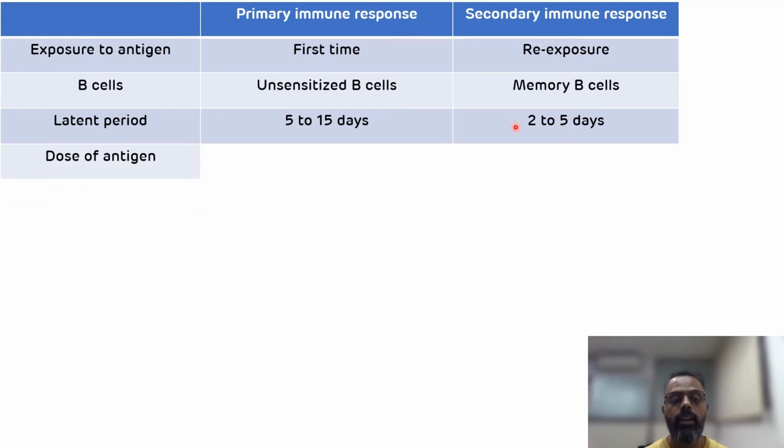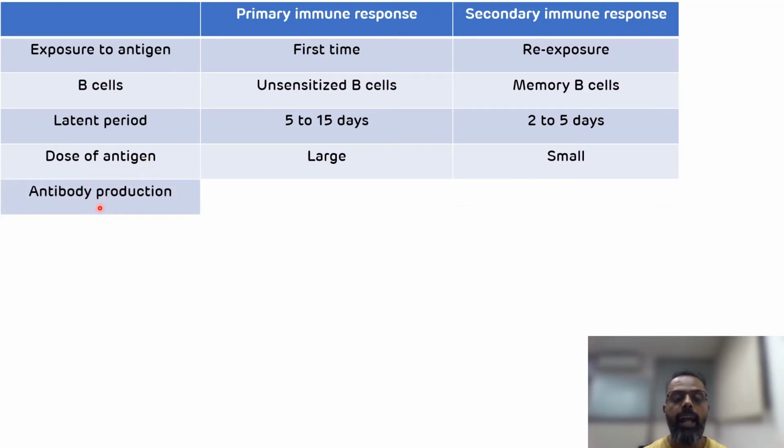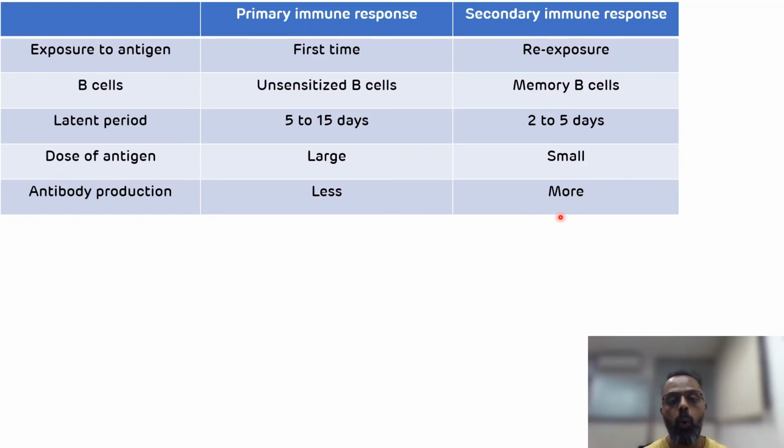Fourth difference is related to the dose of antigen. In the primary immune response, dose of antigen is large, while in the secondary immune response, dose of antigen is small. Then another difference is related to the antibody production. In the primary immune response, antibody production is less, while in the secondary immune response, antibody production is more.